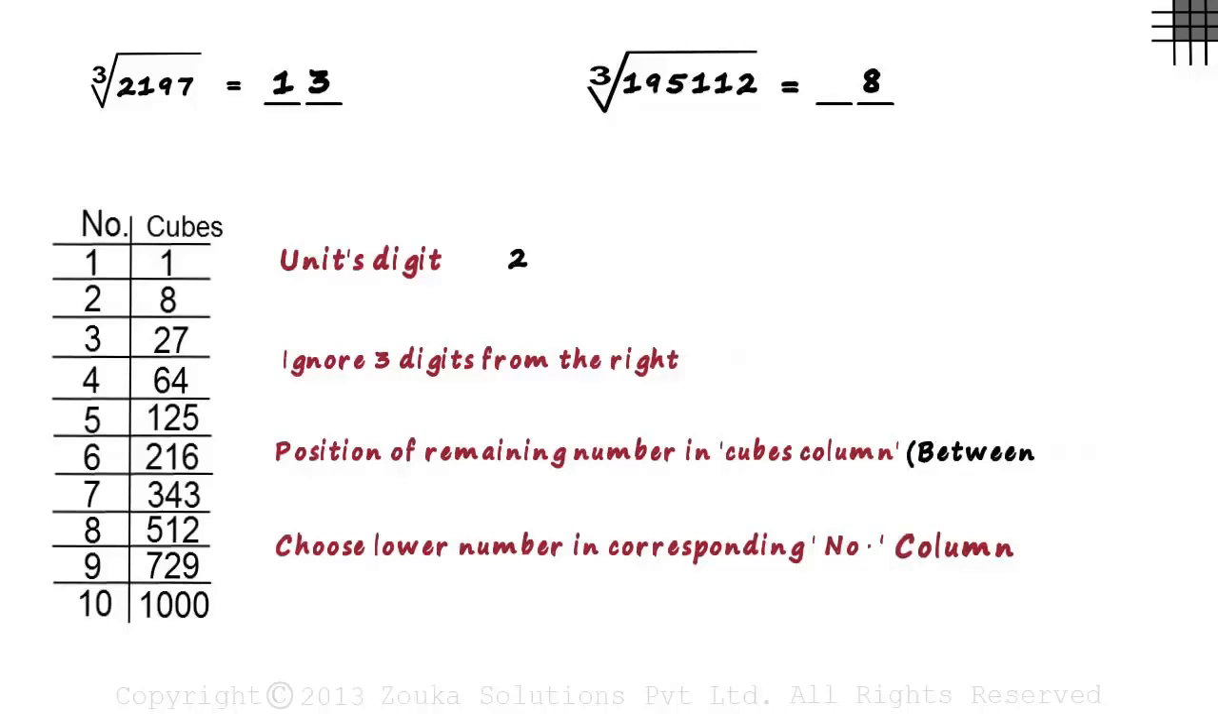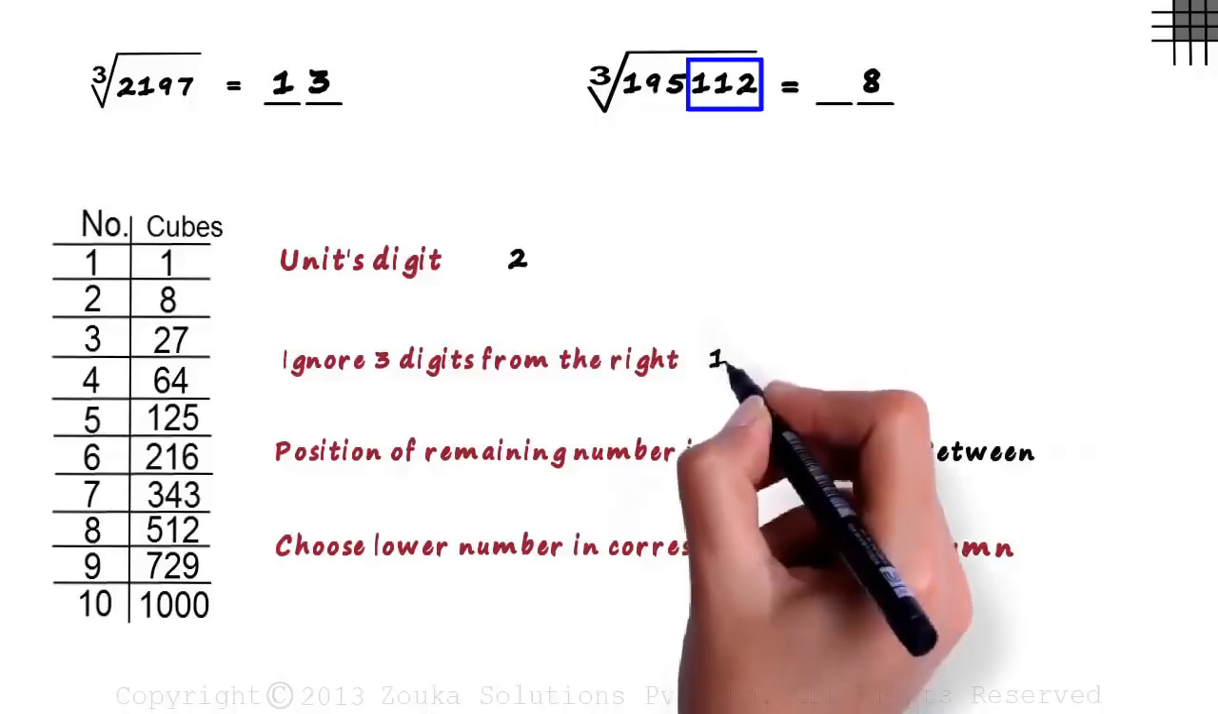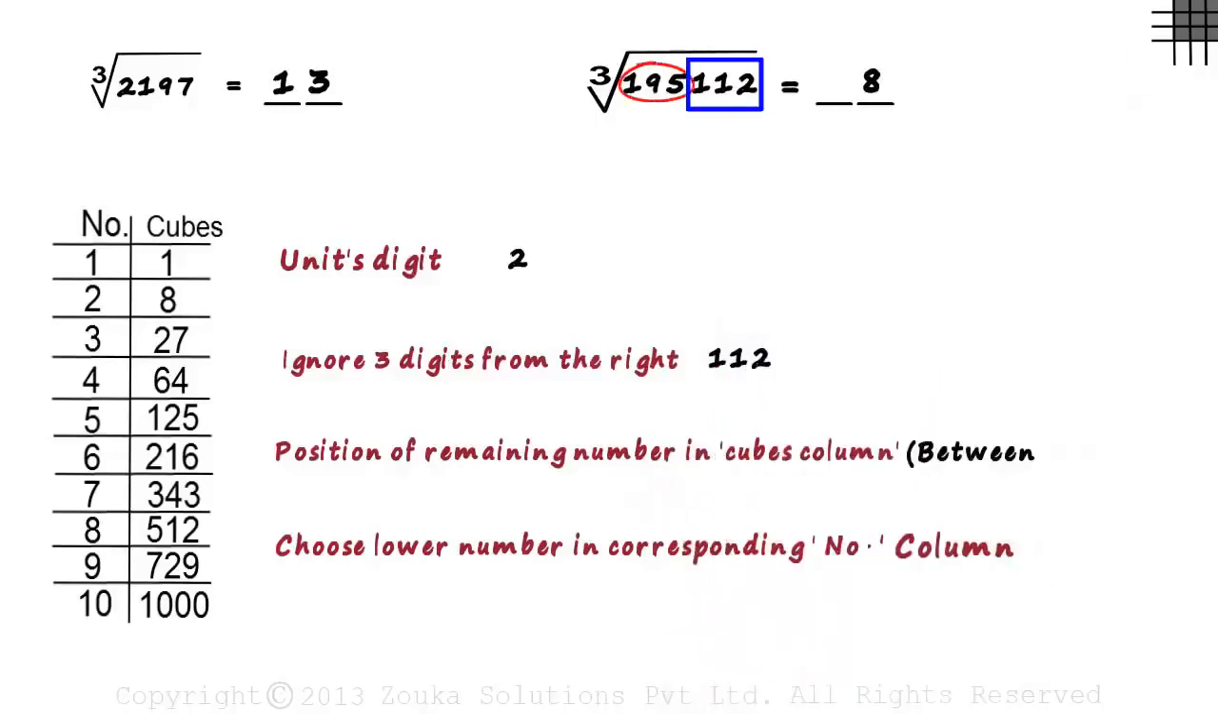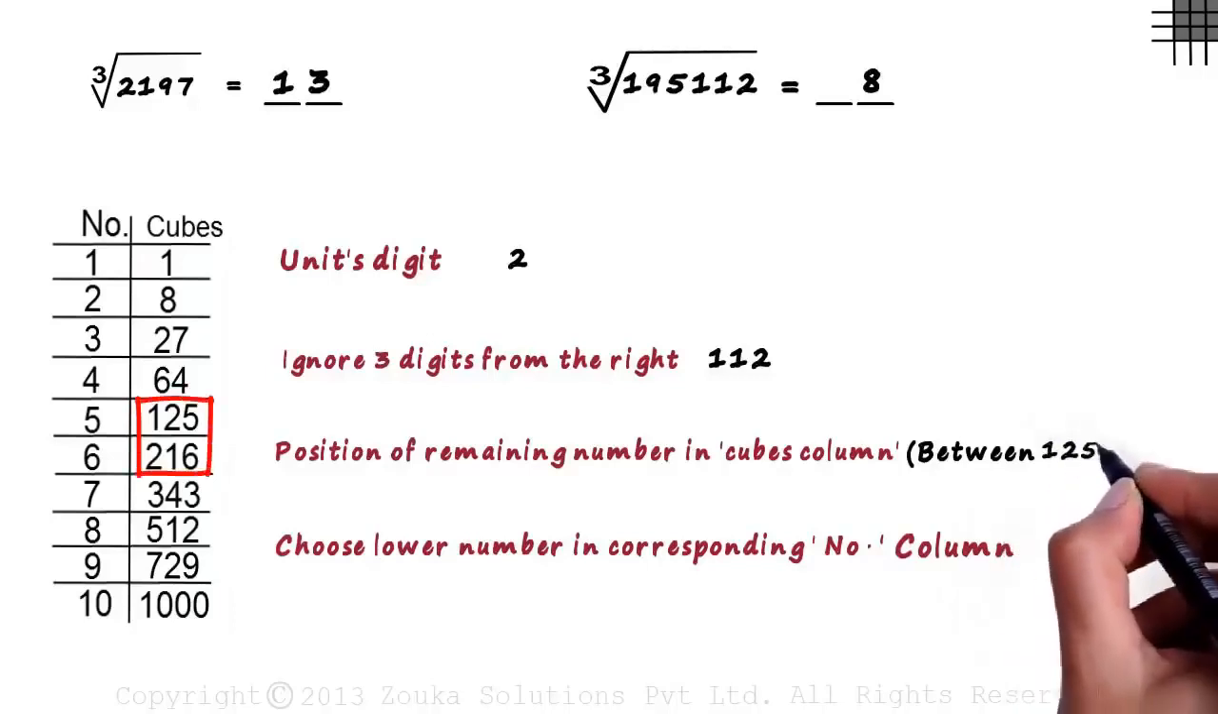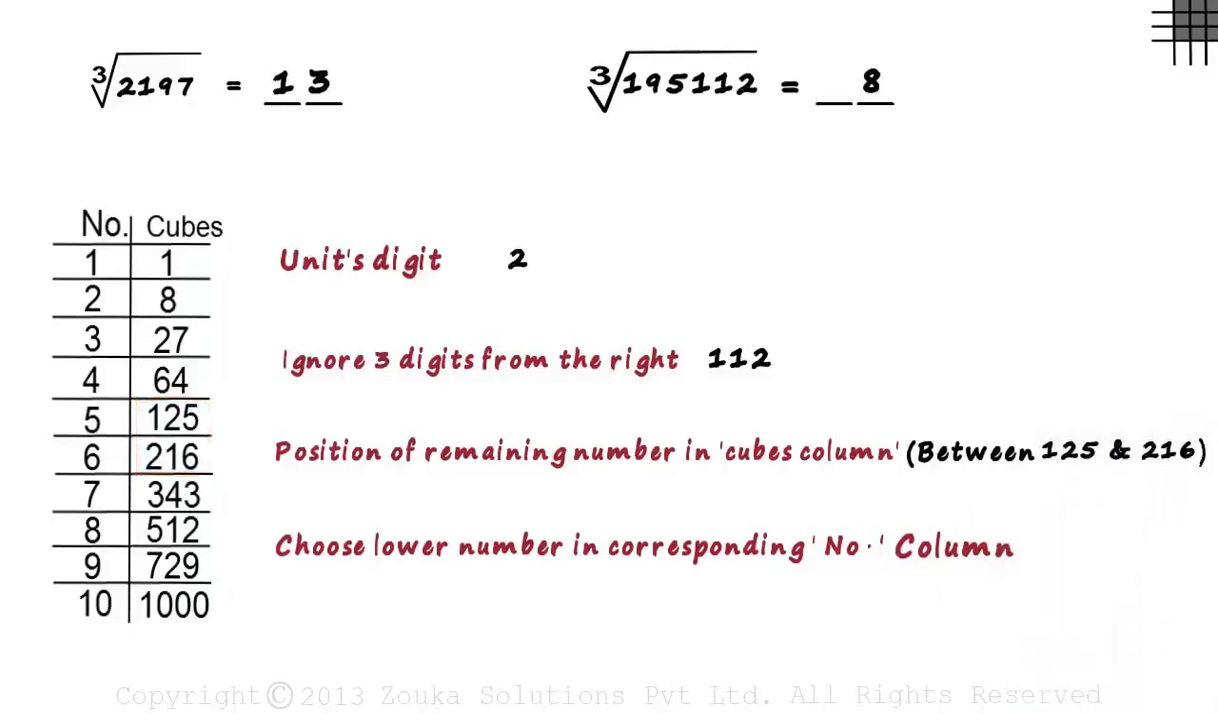Now we ignore 3 digits from the right, that is 112, and what remains is 195. Now where is 195 placed in the cubes column of the table? It is placed between 125 and 216. That is, it is placed between 5 cubed and 6 cubed. So from the numbers column, we choose the lower number among 5 and 6. It is 5, and we write this number in the tens place of the answer. Hence, the cube root of 195,112 is 58. With good practice, you will be able to solve this in 5 seconds.